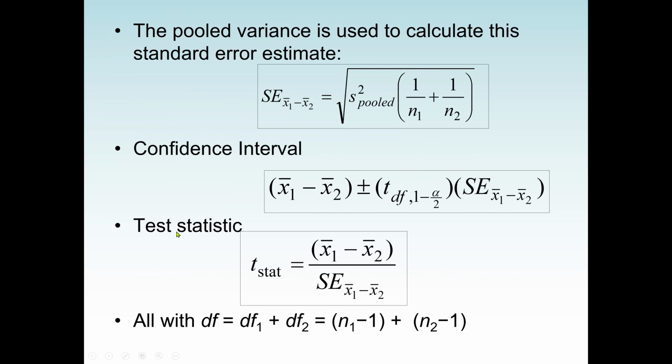Now with the test statistic, it's the difference of the two sample means divided by the standard error of delta, the difference of the two sample means. And the degrees of freedom, df1 plus df2, is equal to n1 minus 1 plus n2 minus 1.